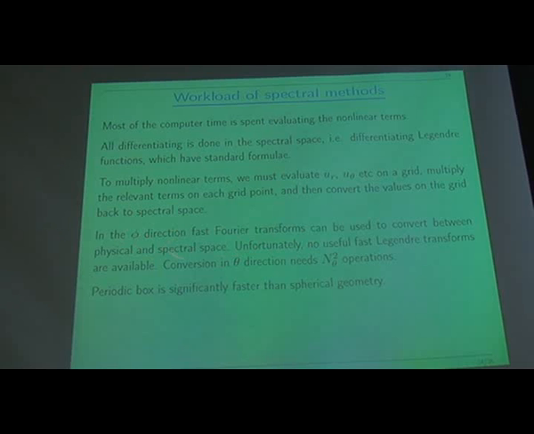Now, in phi, the business of converting between spectral and physical space is no problem, because there's the fast Fourier transform, because of the special properties of e to the i m phi, which enables you to do that very, very fast. Essentially, it goes like n log n, where n is the number of points in each dimension. Unfortunately, there's no real useful fast Legendre transform.